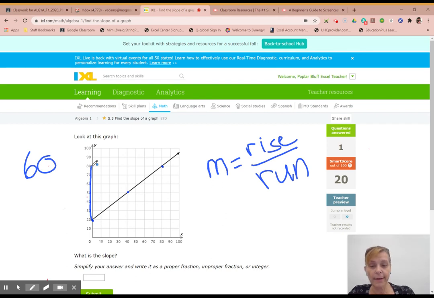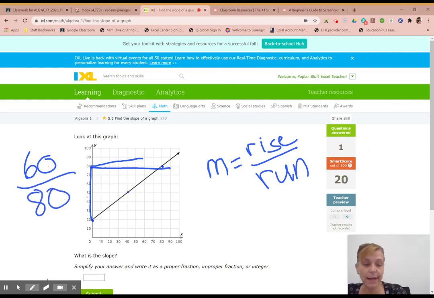Now, what is the run? Well, you notice we're going here. Sorry, kind of went off track. We go from here straight over, and that run from here at 0 all the way to this point goes to 80. So it goes from 0 to 80. So we have a run of 80.